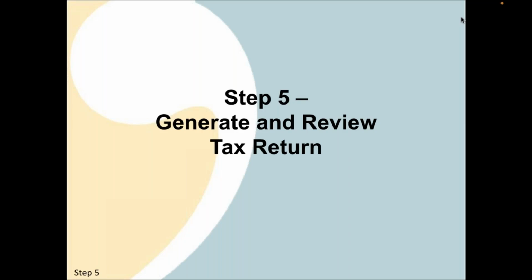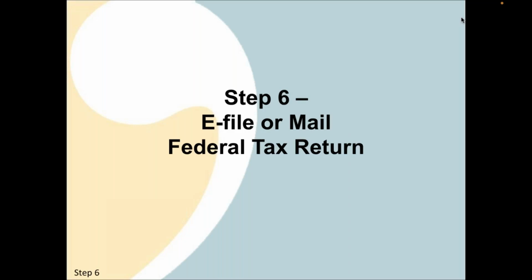And that completes the form review in Step 5. When you're sure everything is correct, you can proceed to Step 6 and file your return. You will either e-file or mail your federal tax return to the IRS. E-filing the federal tax return is secure and very easy and is included with your bivio subscription. We recommend it.